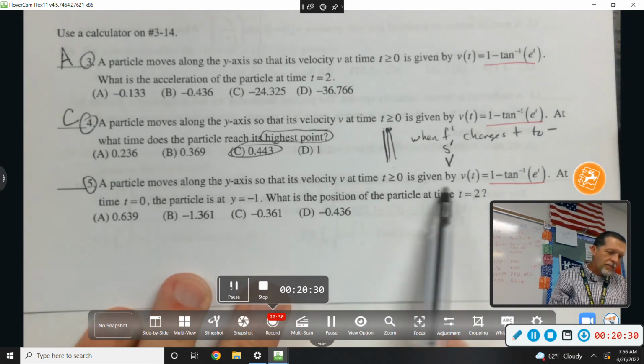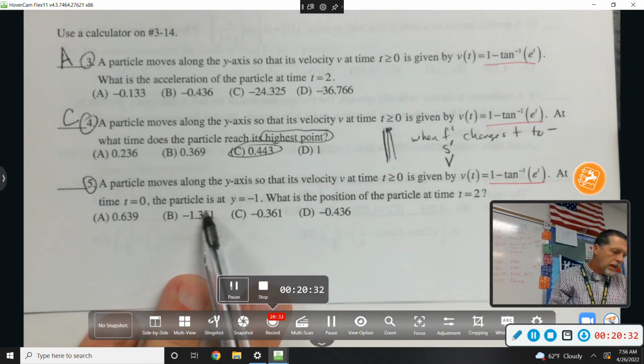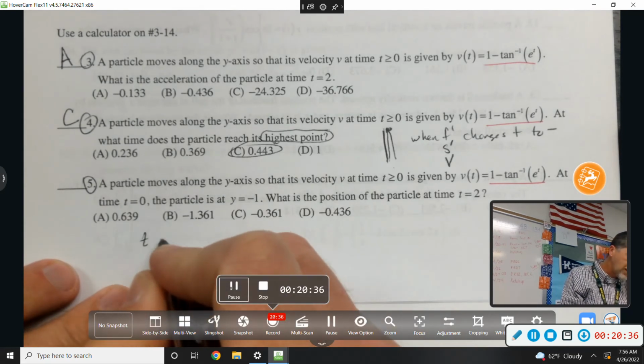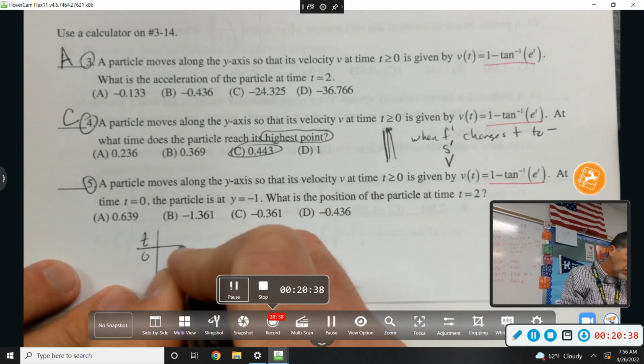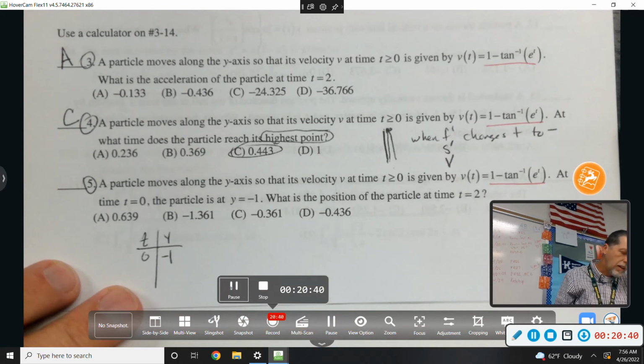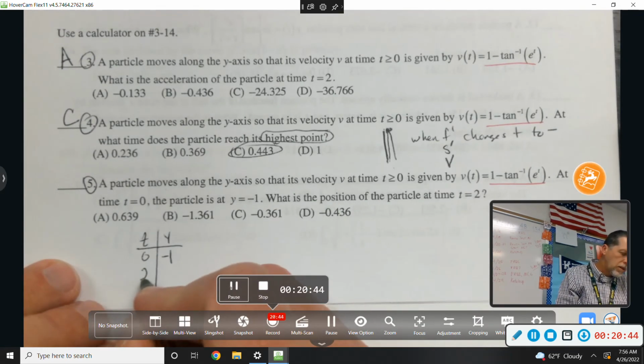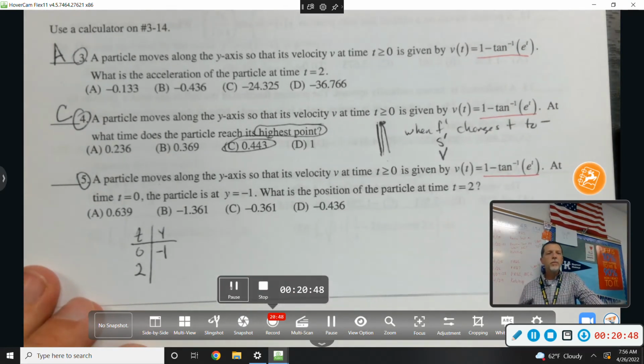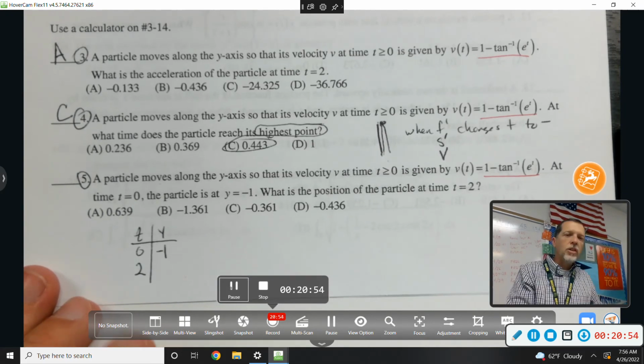Question 5, same initial setup. At time t, the particle is at y equals -1. So at time 0, y is -1. What is the position of the particle at time 2? So how do I find the position if I know the velocity? Integrate.